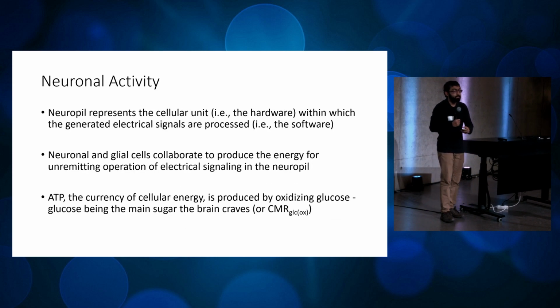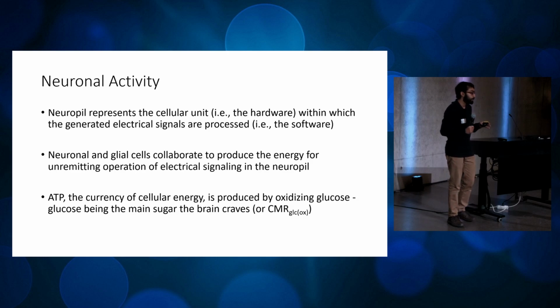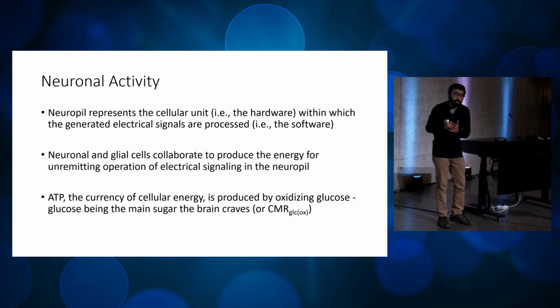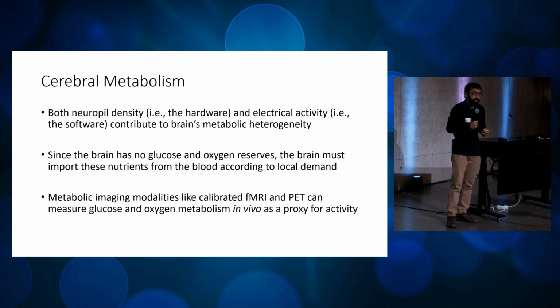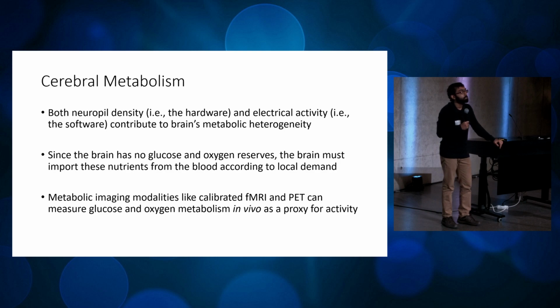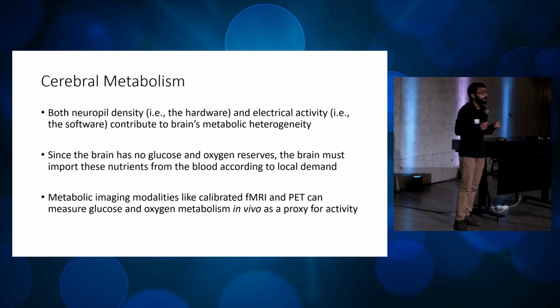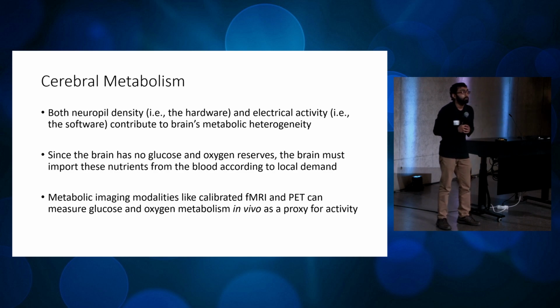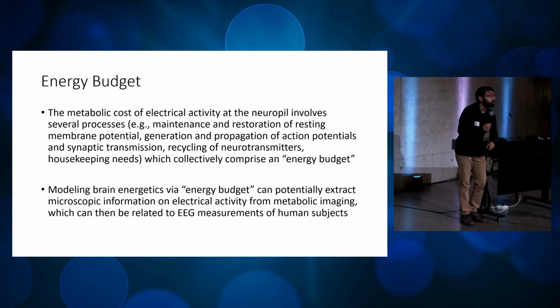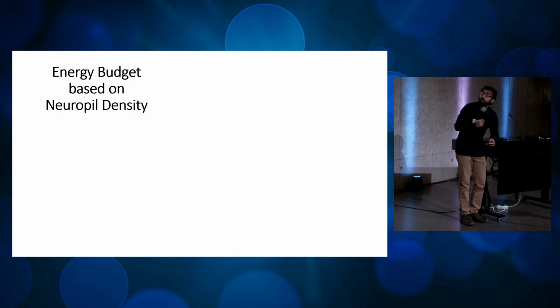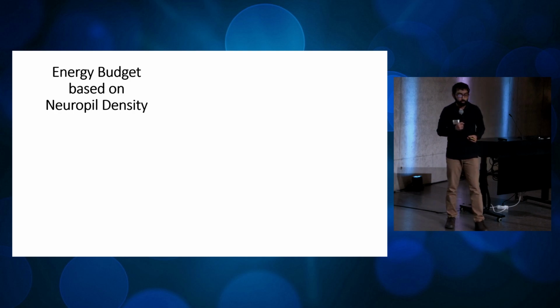Now, the neuropil is electrically active, and this is starting to come into the interplay between structure and function in the brain. One way we can quantify this electrical activity is to look at average neuronal firing rates. Given the neuropil density and the electrical firing rates, we're able to better understand metabolic heterogeneity throughout the brain, because regions of the brain that have more neurons, more synapses, or higher firing rates will require more energy. We can model this using something called the energy budget. And now this next slide goes into this a bit more graphically.